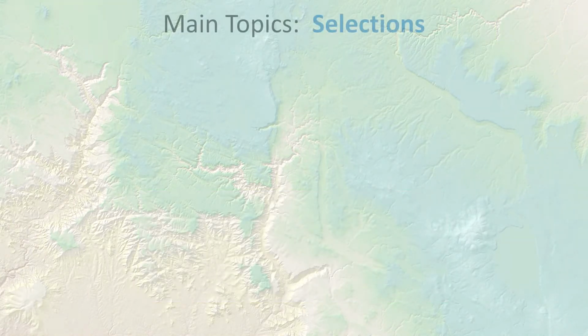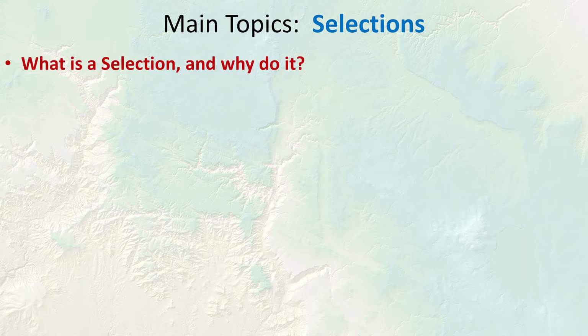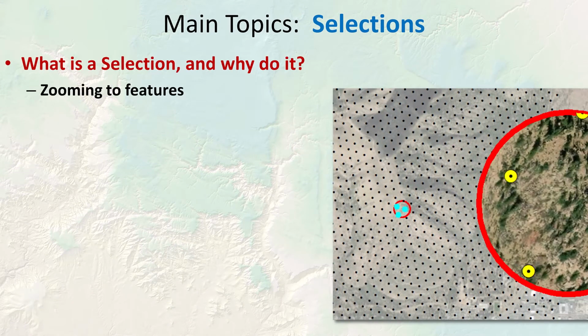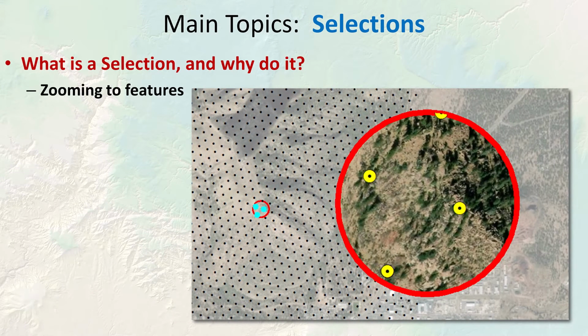So let's dive in. Why do we select? Well, first off, it lets us zoom to features, and ArcGIS Pro offers several easy tools to zoom right to selected features. This is especially useful if I select a feature in the attribute table but don't know where it is on the landscape.